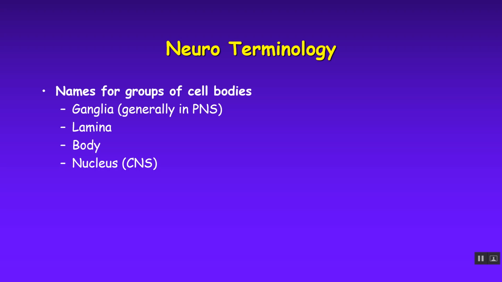Okay, so if you hear a lamina, that is a group of cell bodies. We use that to refer to within the spinal cord. The gray matter is divided into these little layers called lamina. Those are different layers of different types of cell bodies. So if you hear ganglia, lamina, body, nucleus, just know you're talking about groups of cell bodies. If that's attached to any other term, that's just a group of cell bodies.